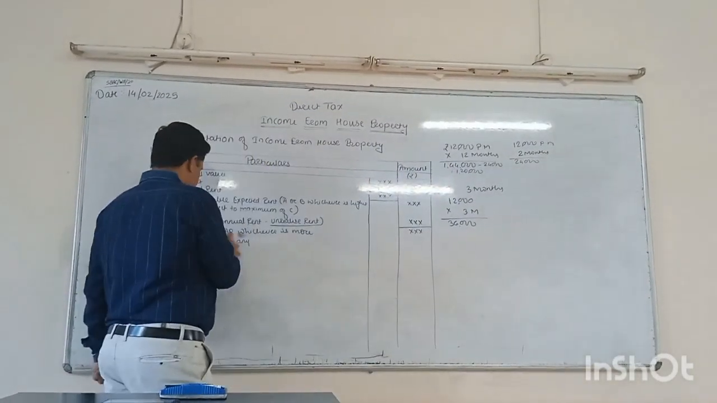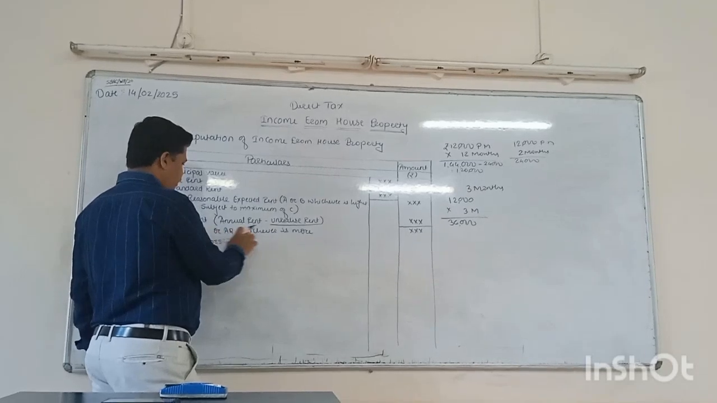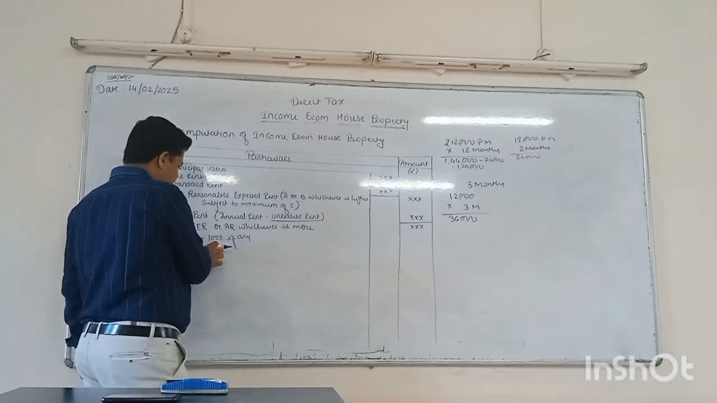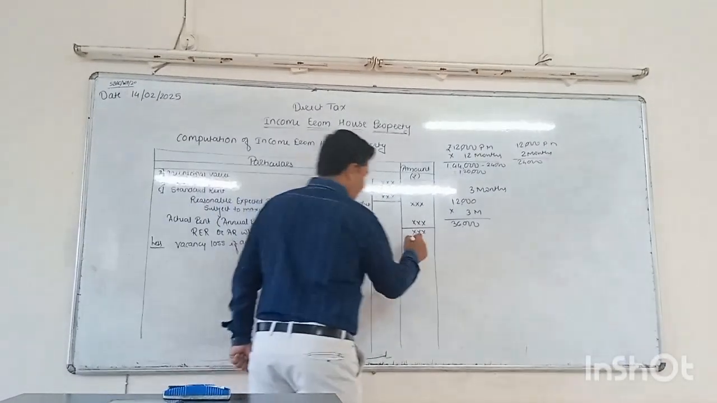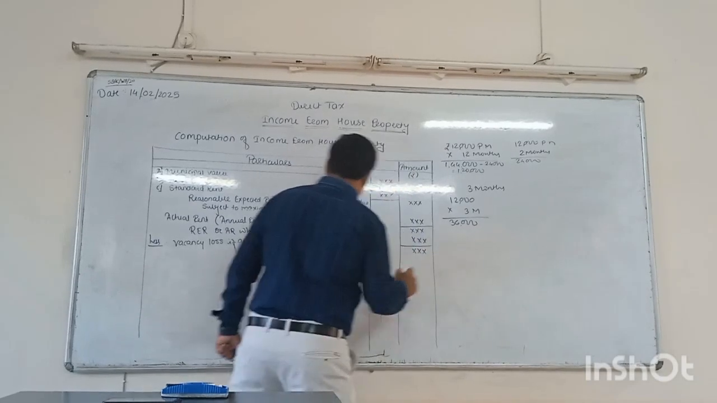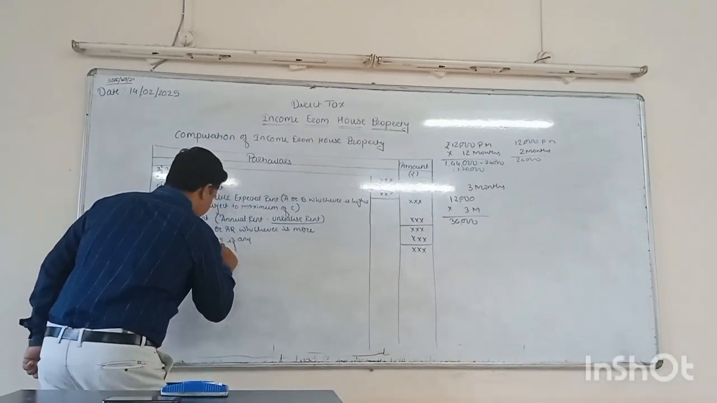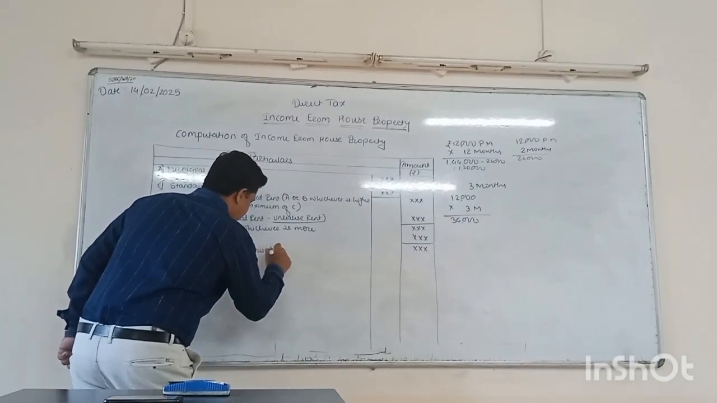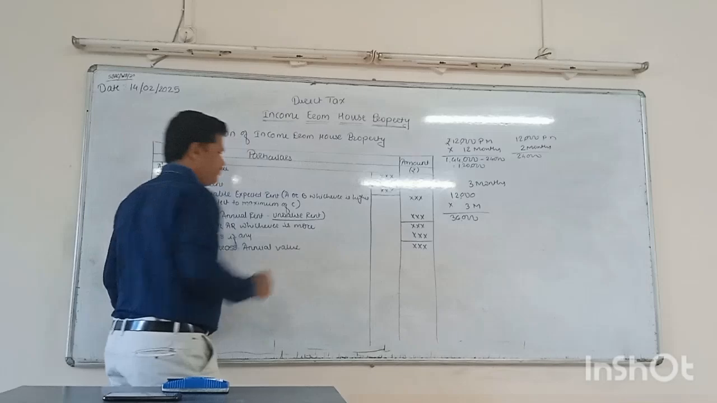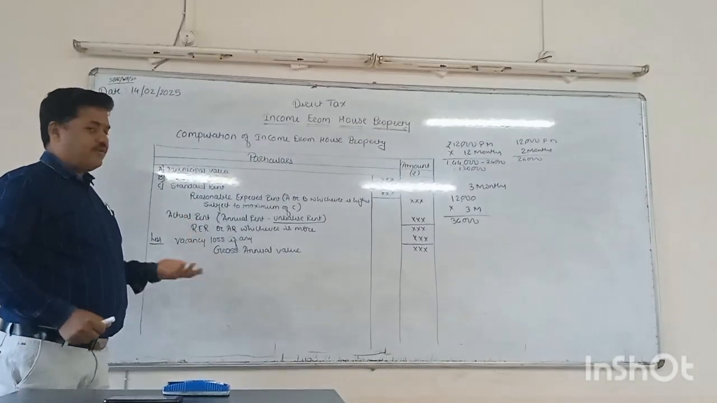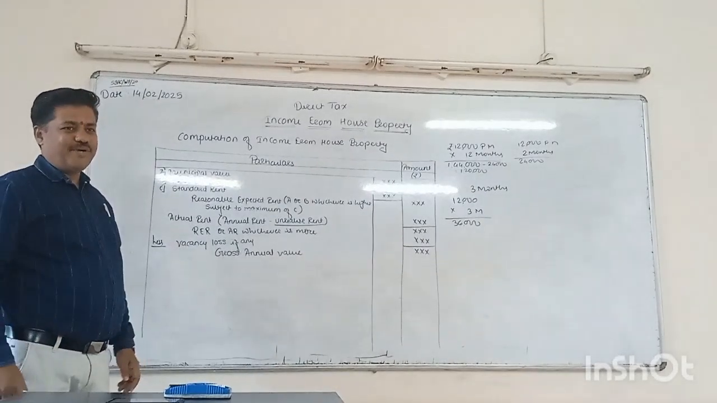So when we compute RER or AR, whichever is higher, from that we have to deduct vacancy loss, if any, so that we get gross annual value. Now we are going towards the annual value of the property.